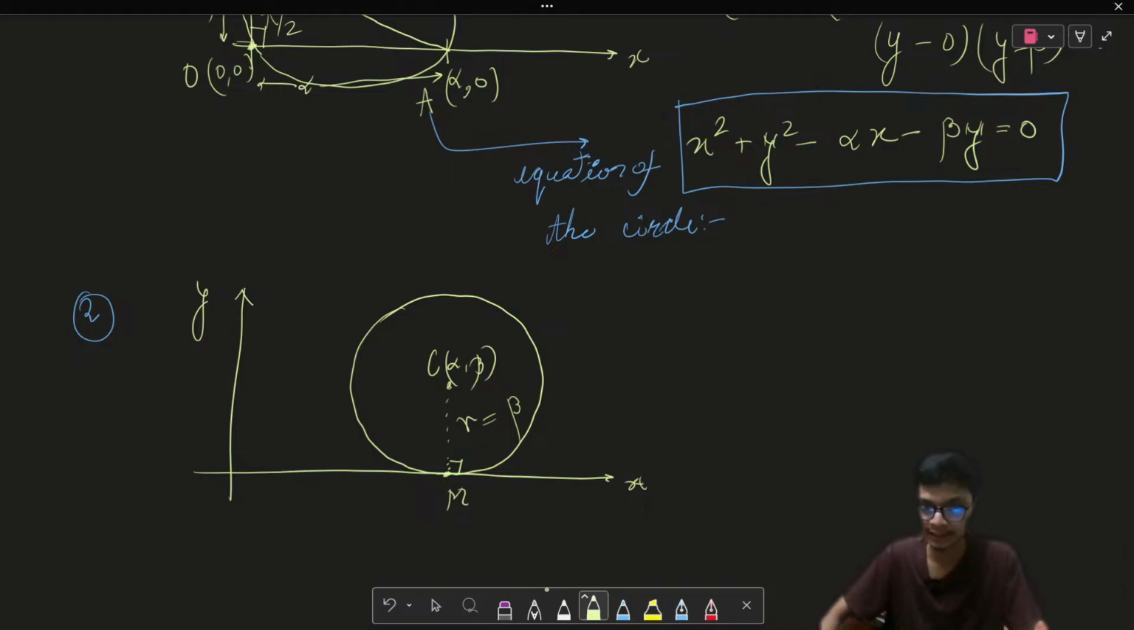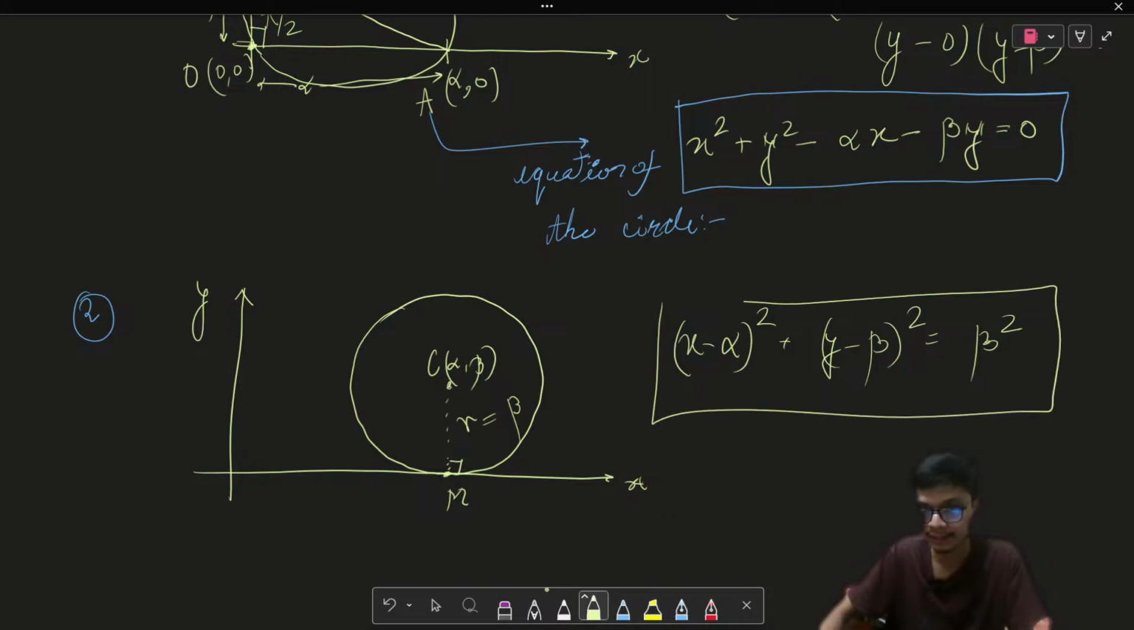So the circle which is touching the x-axis at point M will have the radius as beta, right? That is the y coordinate of the center. So therefore the equation of the circle will become (x minus alpha) square plus (y minus beta) square equals beta square. So that will be the equation of the circle touching the x-axis.